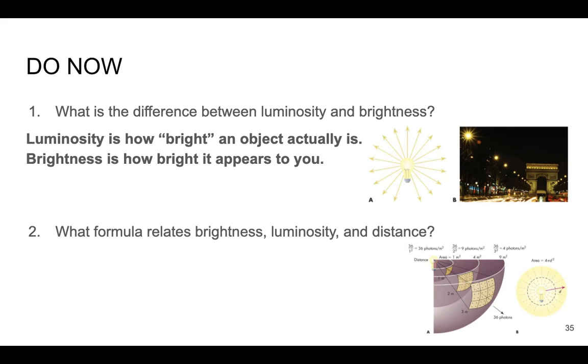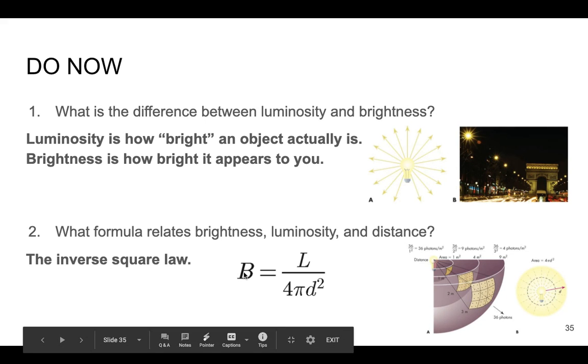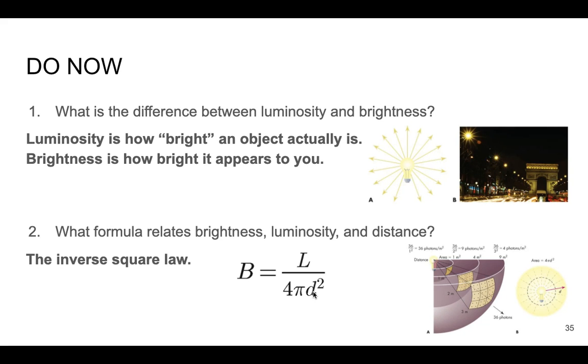And the second question, what formula relates brightness, luminosity, and distance? This is called the inverse square law. So B, brightness, equals L, luminosity, divided by 4 pi d squared, where d is your distance from the light source. It's called the inverse square law because brightness varies according to the inverse of distance squared. So the distance you are away is in the denominator, and it gets squared. So it's an inverse square law. Physicists love inverse square laws, by the way.